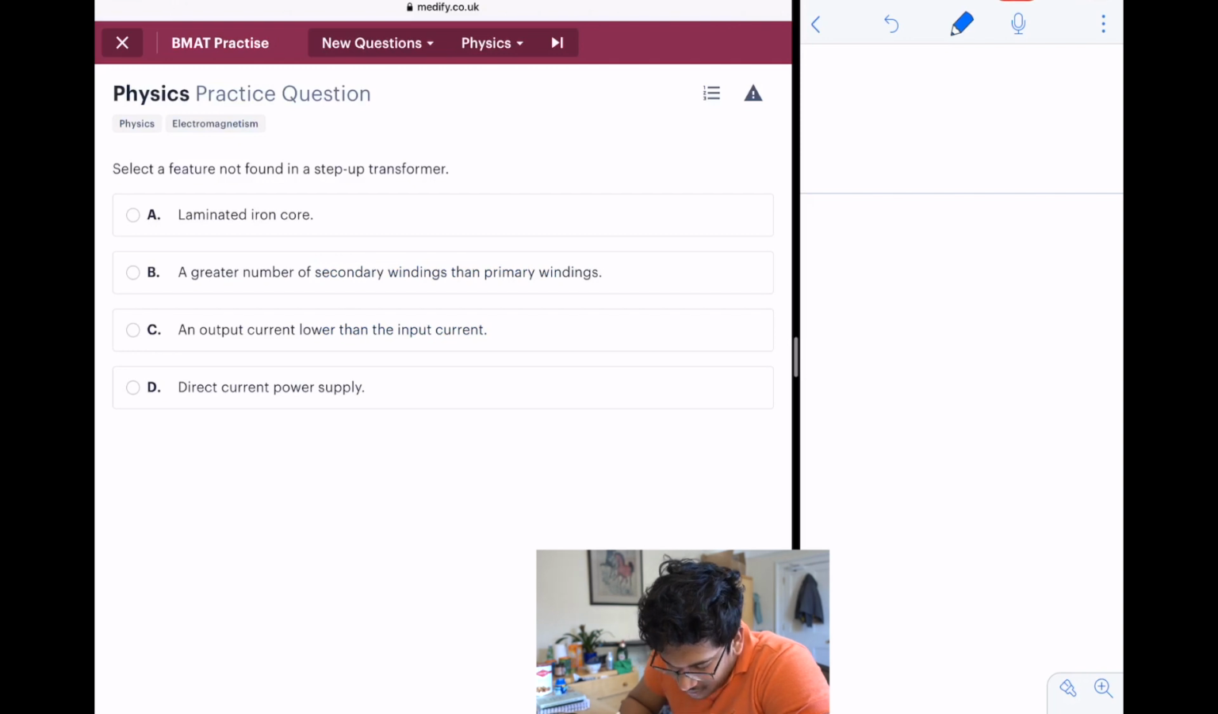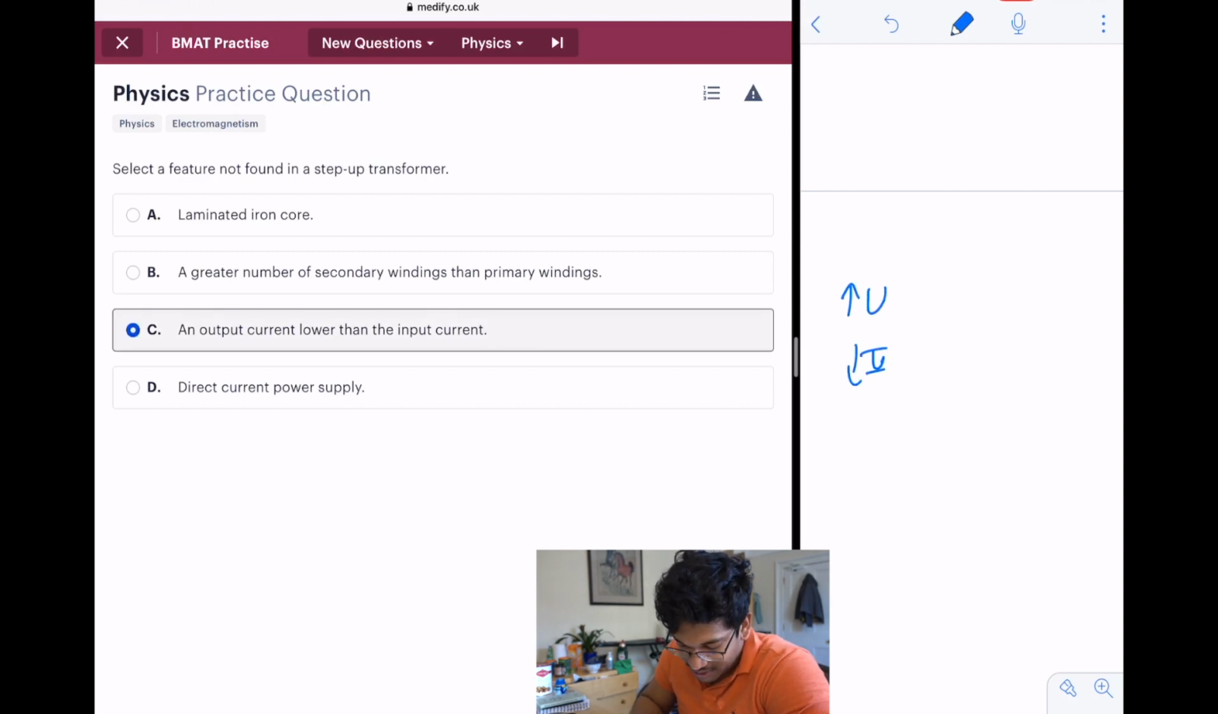Select a feature not found in a step-up transformer. So you do find a laminated iron core. A greater number of secondary windings than primary windings? Yes, you do, because that's a step-up. Lower current output than the input current? A step-up transformer will increase the voltage and decrease the current, so yes, you would find a low output current.